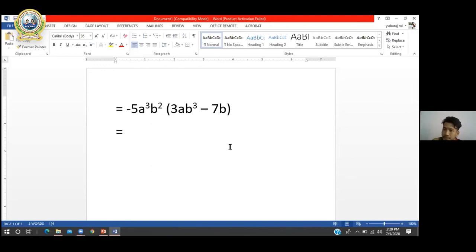Okay, Pallabji, are you there? Yes, sir. What should we write in the first step? Can you please tell me? Minus 5a cube b square multiplied 3ab cube, plus 5a cube b square multiplies 7b. Thank you very much, Pallabji.